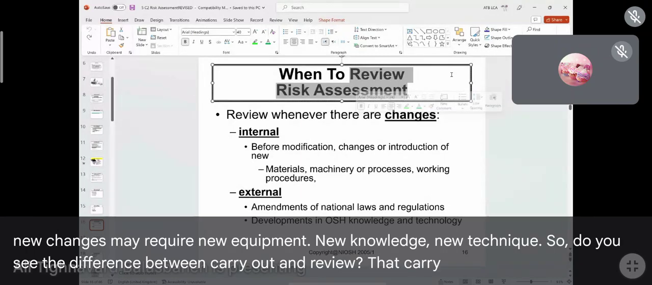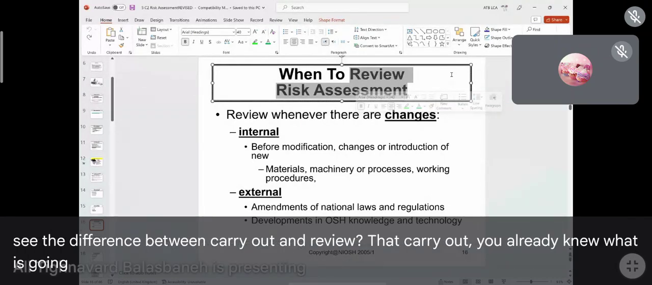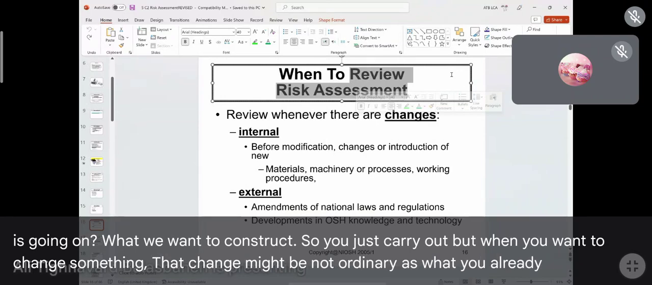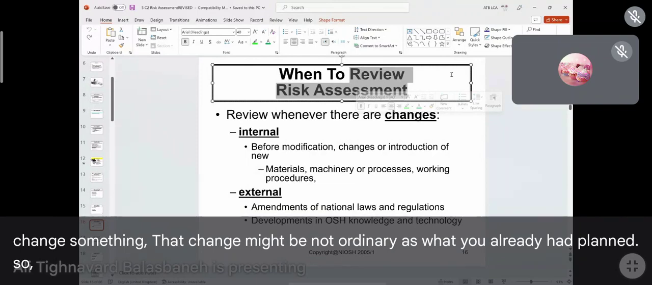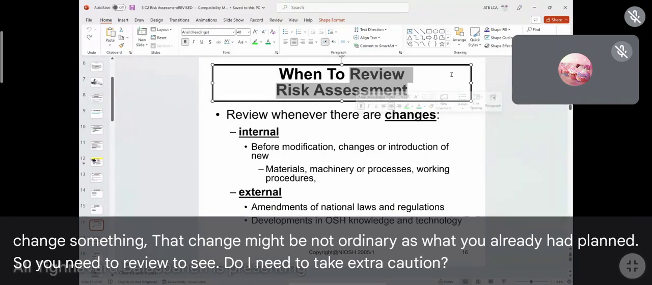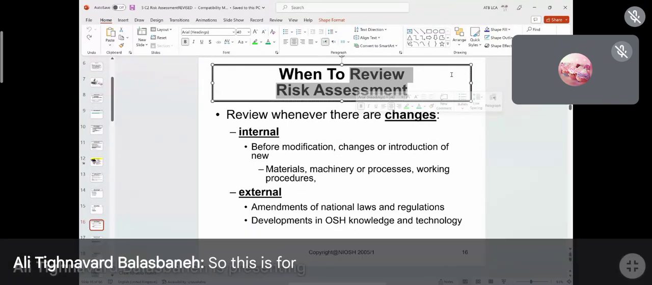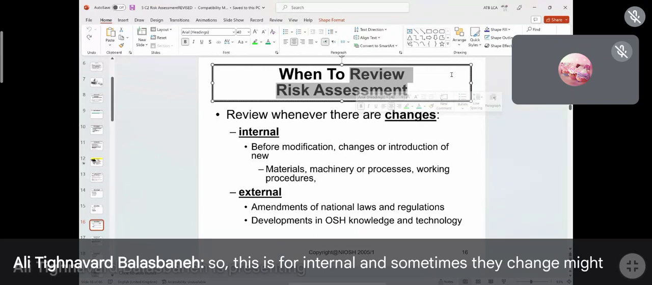When you carry out, you already know what is going on, what we want to construct, so you just carry out. But when you want to change something, that change might not be ordinary compared to what you had already planned. So you need to review to see: do I need to take extra caution? Or no, the current plan is running well. So this is for internal, and sometimes the change might be external.